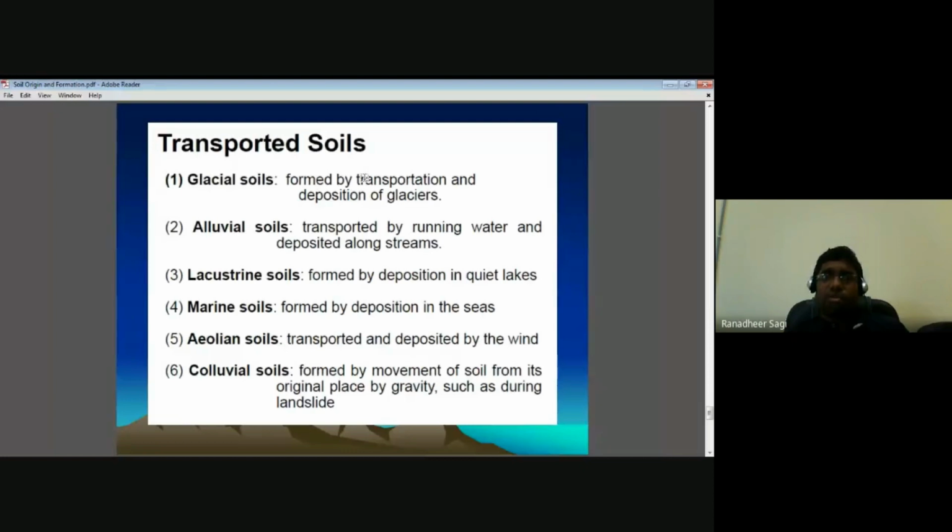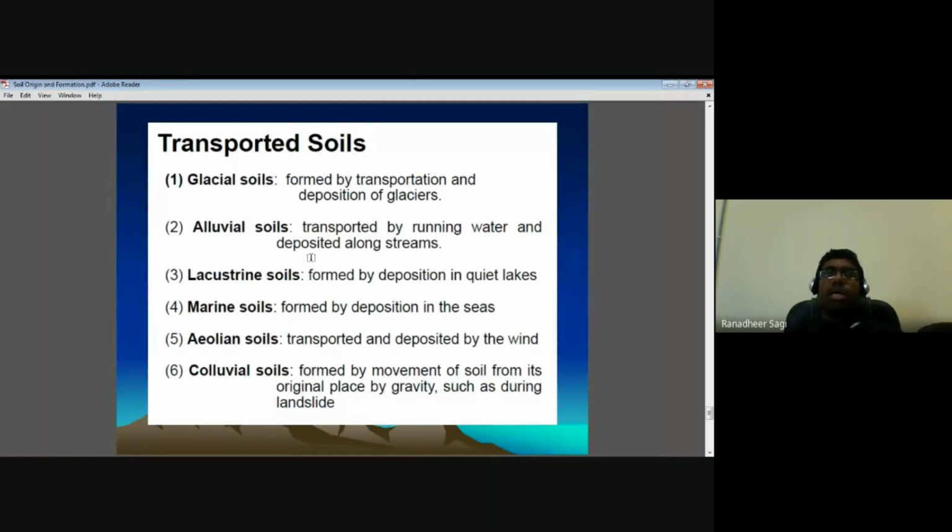Glacial soils are formed by the transportation and deposition due to the effect of glacial movement, or ice, sliding along your hilly regions. Alluvial soils are basically transported by running water, and these types of soils generally get deposited along your streams. Generally it's fresh running water. Such soils formed because of the medium of running water carrying these particles are what we call alluvial soils. Along the riverbed, whatever soil is available, we call alluvial soils.